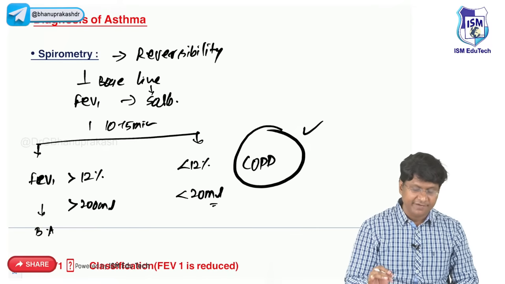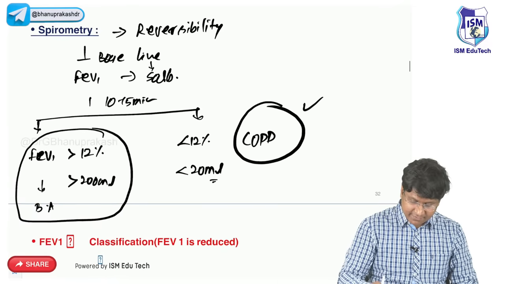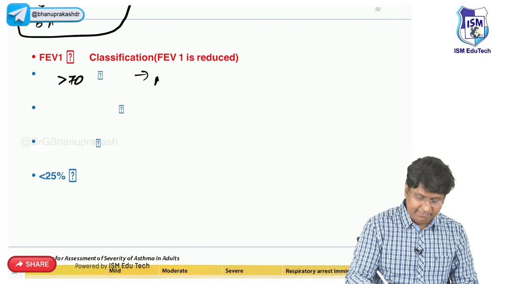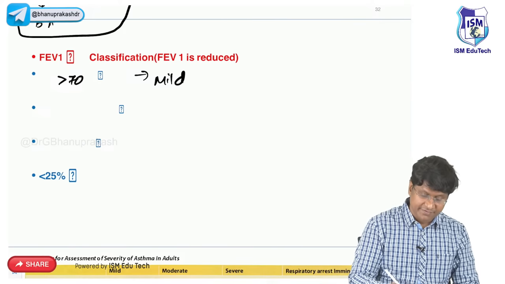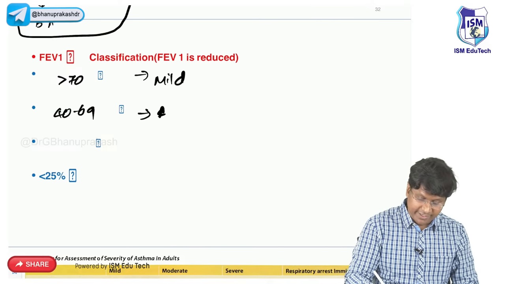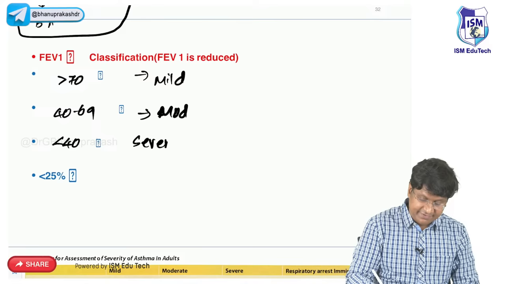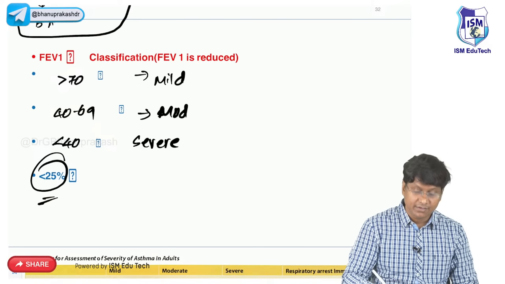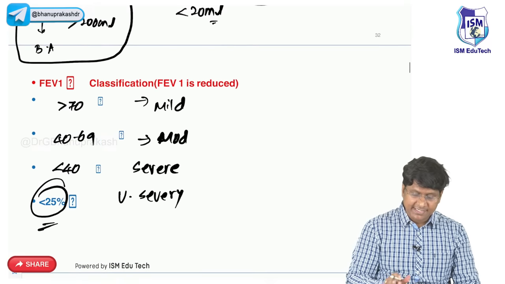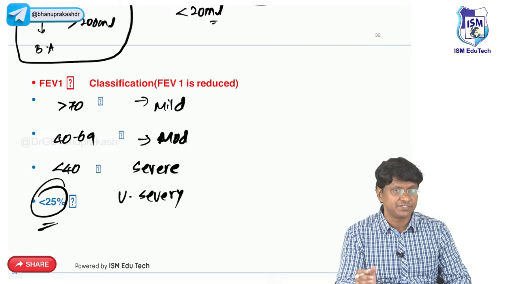Now, depending upon your FEV1 percentage, we assess the severity of COPD. If the FEV1 is more than 70%, we call it mild. If it is around 40 to 69%, we call it moderate. If it is less than 40%, we call it severe, and if it is less than 25%, we call it very severe. So these are the various forms of asthma and their classification depending upon your pulmonary function tests.